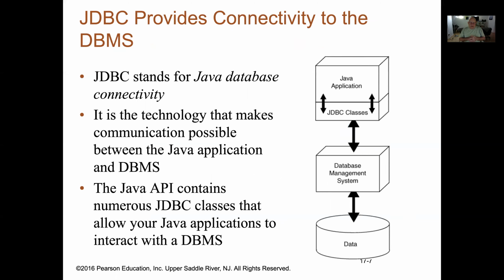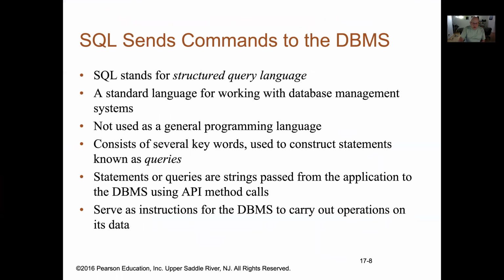So what provides connectivity to the DBMS? That's what's called the JDBC, Java Database Connectivity. It's the technology that makes communications possible between the Java application and the database management system. The Java API contains numerous JDBC classes that allow your Java applications to interact with a DBMS. So SQL sends commands to the database management system. What does SQL stand for? It stands for Structured Query Language. It's a standard language for working with database management systems. It consists of several key words. Its statements or queries are strings passed from the application to the database management system using API method calls. And SQL serves as instructions for the database management system to carry out operations on its data.